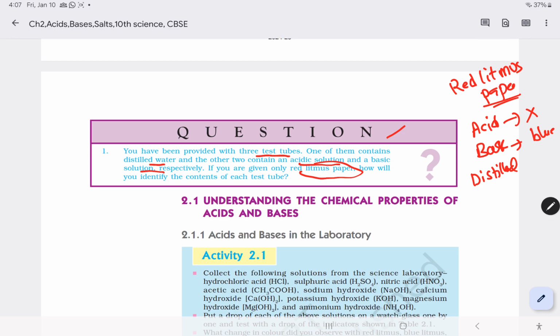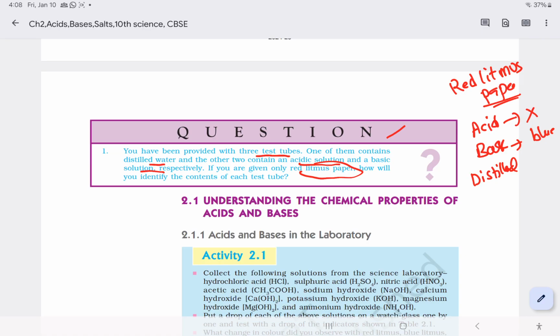Then that is kept aside, and the other 2 are, one is acid and the other one is distilled water. The acid also won't turn, the color will be the same, red color only, and for the distilled water also the color won't change. Now how do we identify whether it is acid or distilled water? Just by smelling it: distilled water won't have any odor, it is an odorless liquid, and an acid will have a strong smell you can sense.